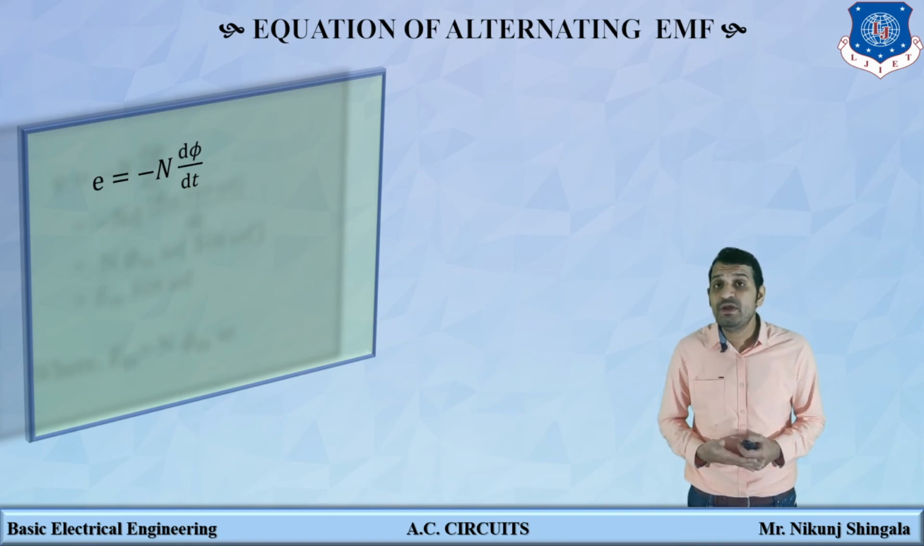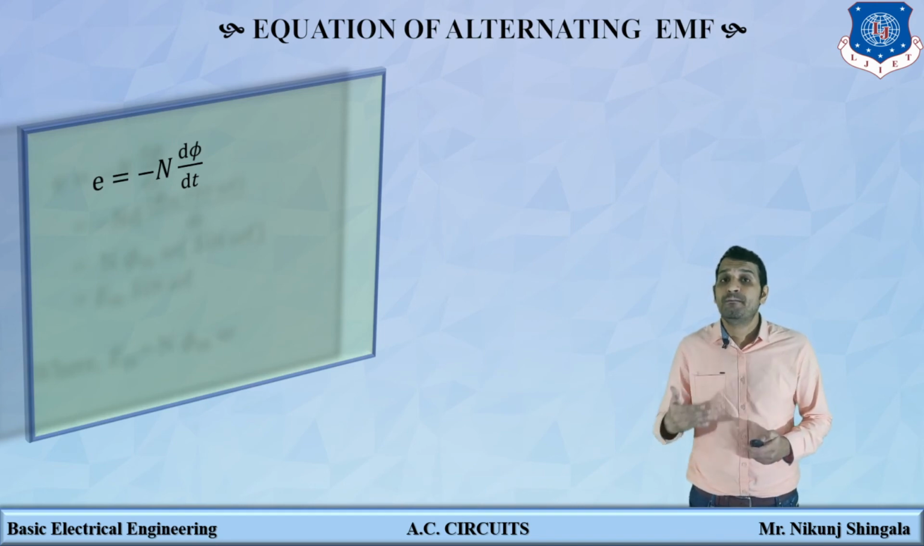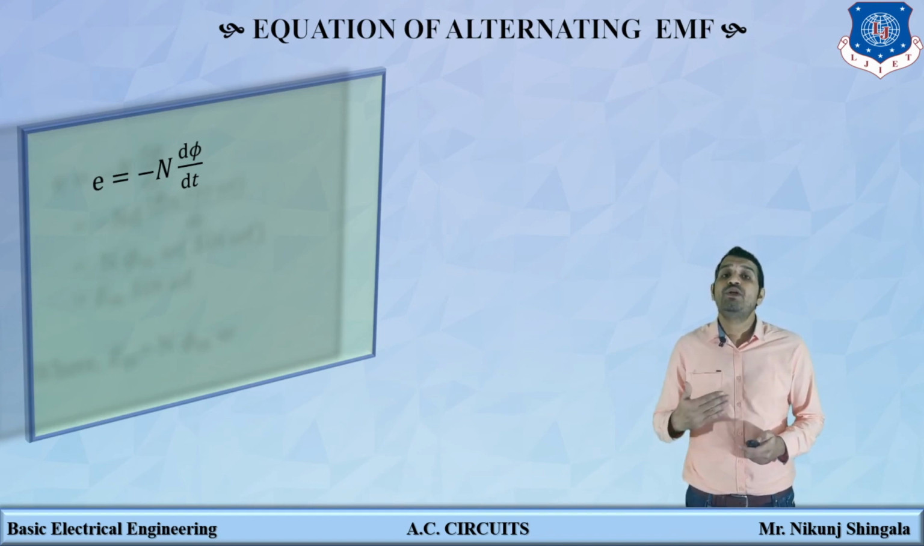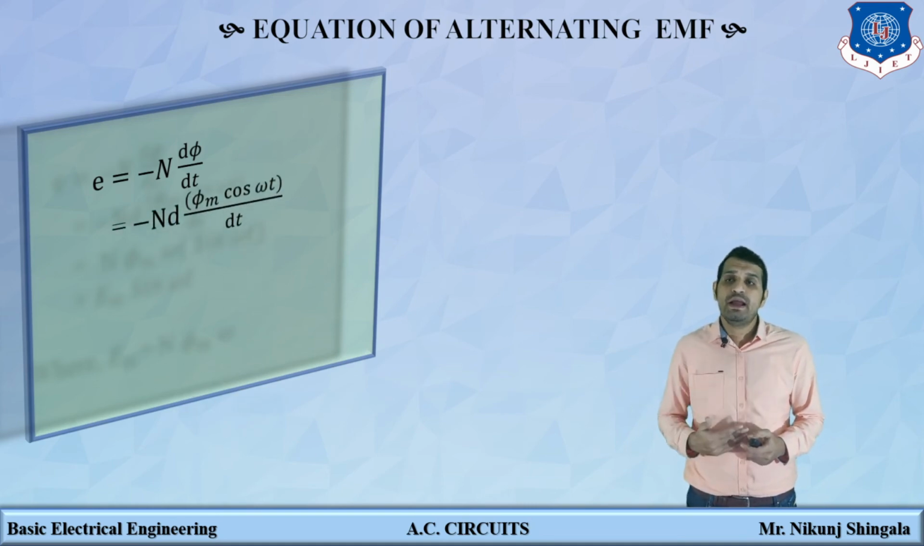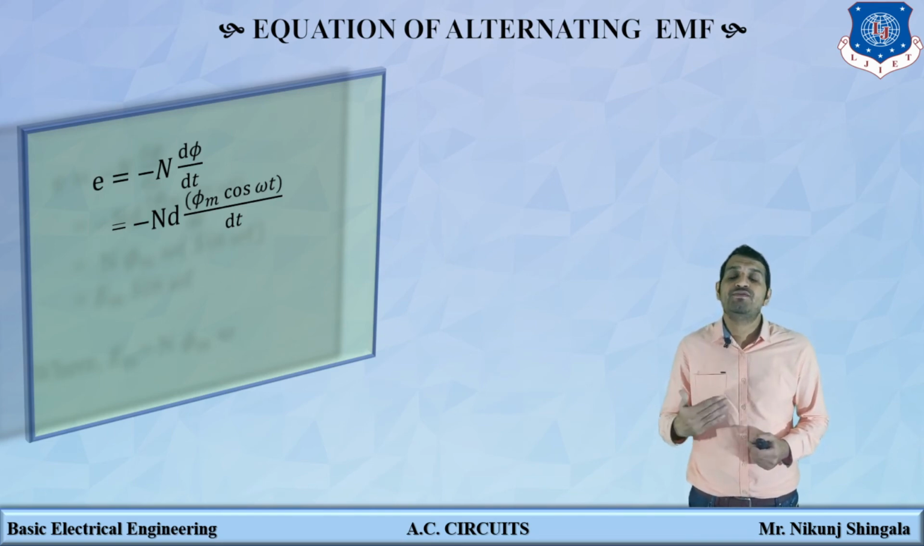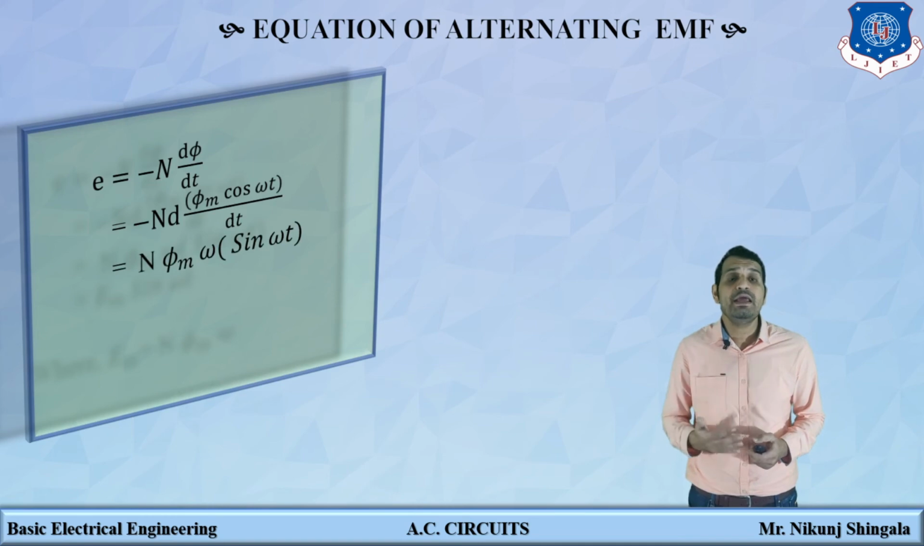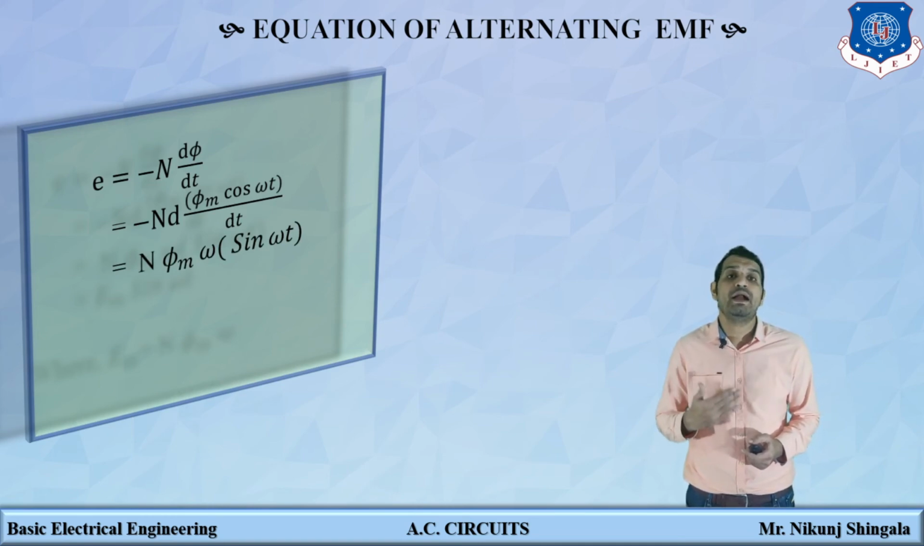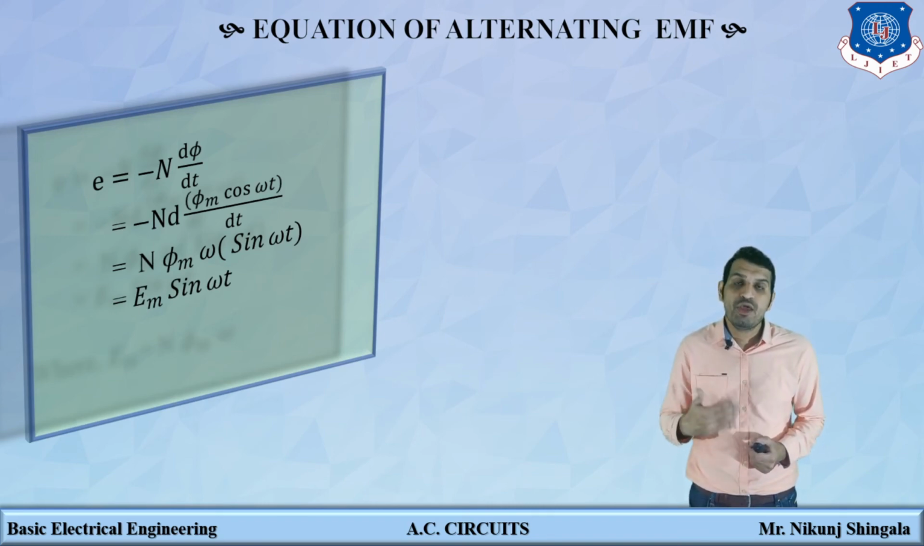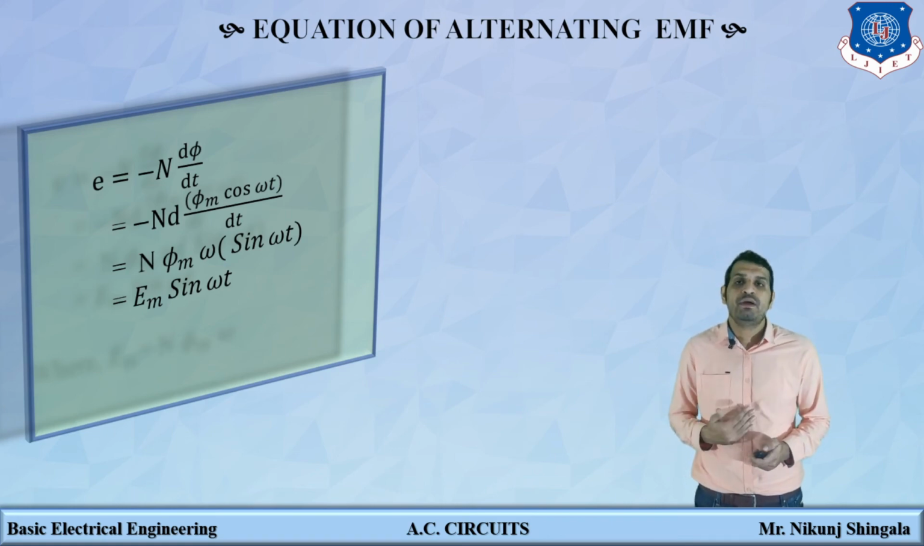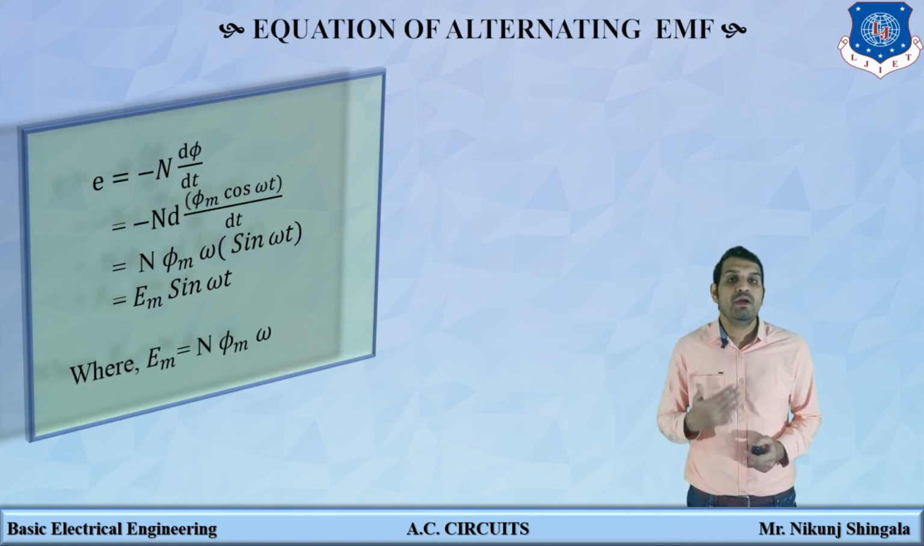According to Faraday's law of electromagnetic induction, the induced EMF is given by E is equal to minus n d phi by dt. Now putting the value of phi m cos omega t, so minus n d by dt of phi m cos omega t. Differentiating this with respect to time, we get n phi m omega sin omega t, where n phi m omega is nothing but the maximum value of the induced EMF. So E is equal to Em sin omega t, which is the equation of alternating EMF, where Em is equal to n phi m omega.